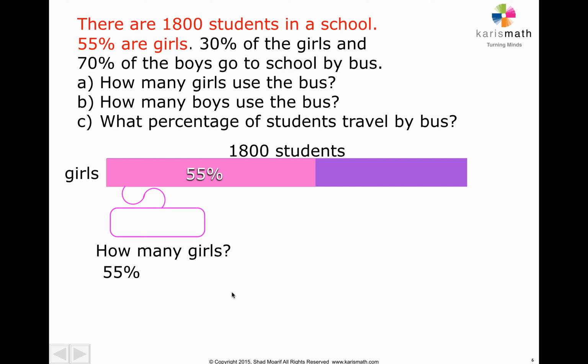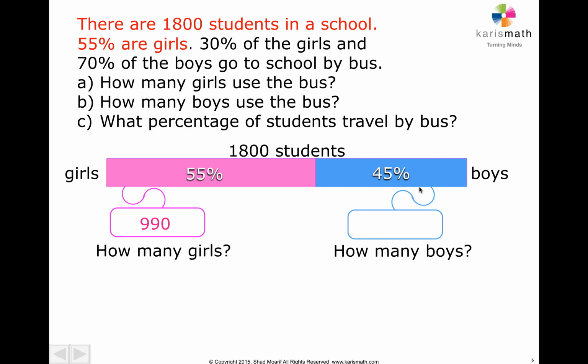Okay, that's 55% of 1,800, which would be 0.55. Multiply that and you get 990 girls. So we know how many girls there are. It's 990 girls. And 70% of the boys go to school by bus and 30% of the girls go by bus. Okay, we know how many boys there are, right? 45%. And if out of 1,800, 990 are girls, we can safely write down how many boys there are. 1,800 minus 990, and that's 810. So we know how many boys, we know how many girls there are.